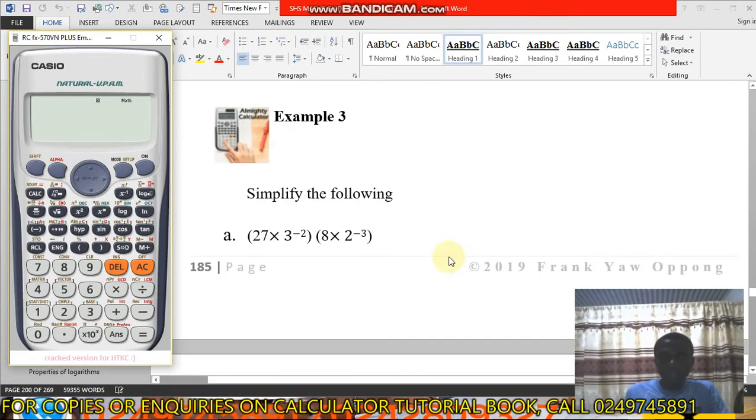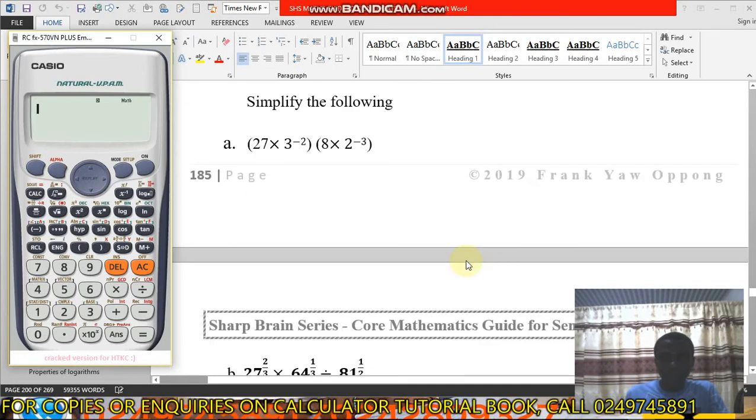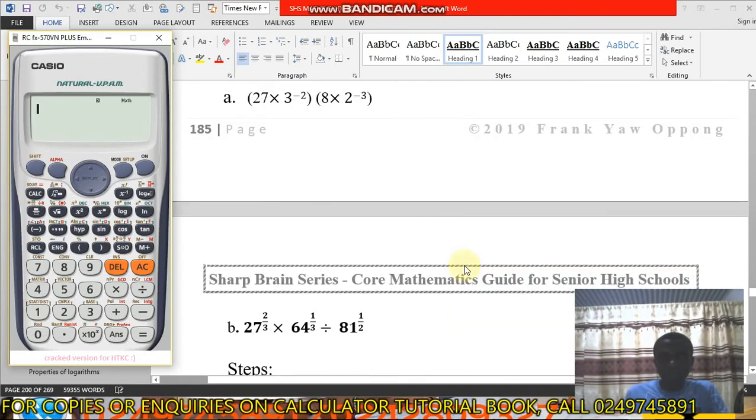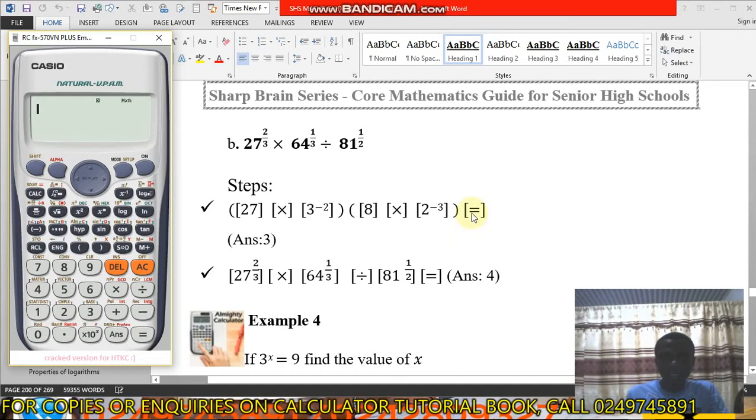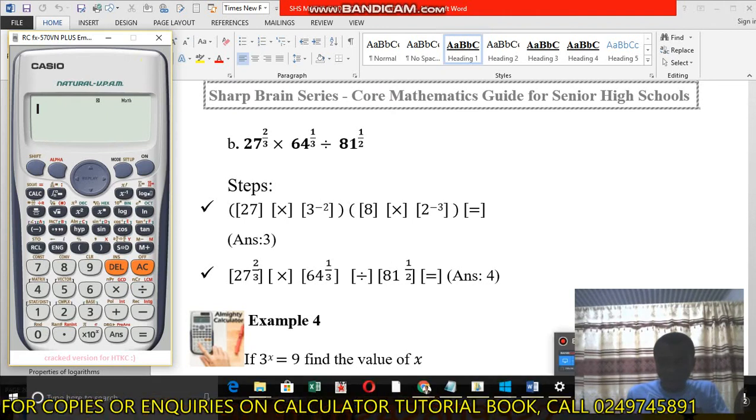The first question we want to tackle is to simplify the following. I'm being asked to simplify 27 raised to the power 2 over 3, times 64 raised to the power 1 over 3, divided by 81 raised to the power 1 over 2. As usual, we are using our calculator. I'm using the calculator simulator, and you are using your own hardware calculator, and we are all going to follow the SHS calculator tutorial guide.